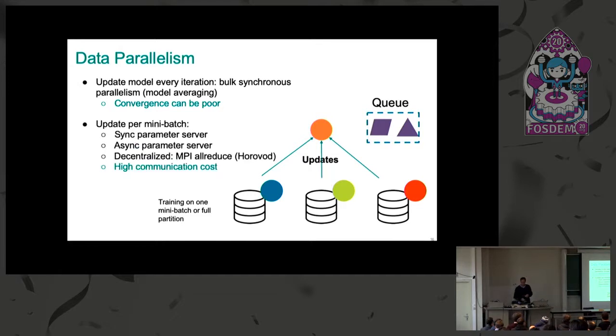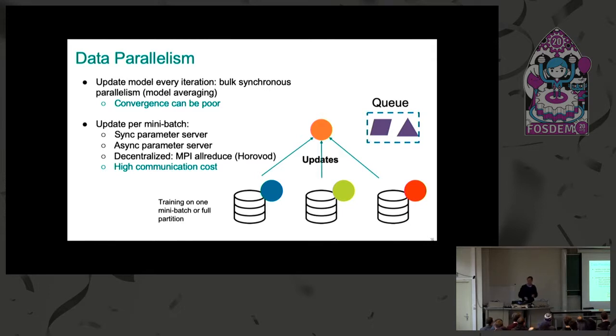The other thing you could do is update once per mini batch. So instead of going through all of your data, you go through a mini batch, then you send the updates to the master. And depending how you do that, you could do it in a synchronous way. You could do it in an asynchronous way. Whenever a worker is done, it sends results up. Or you could do it in a kind of decentralized way. So if you took the orange master out of the picture here, then you end up with a kind of MPI all reduce approach, right? And these have different pros and cons. Some of them work well. They do suffer from a high communication cost.